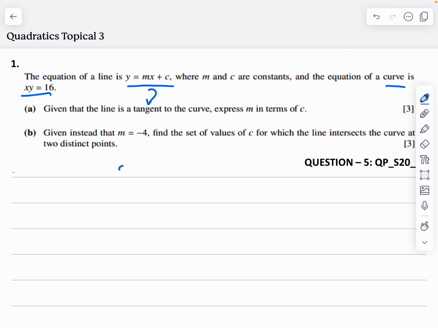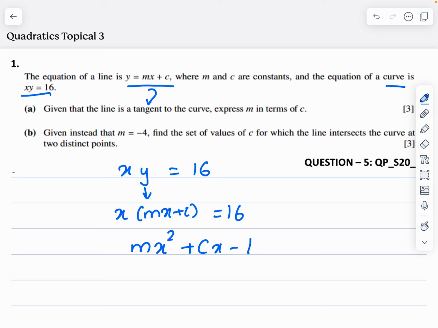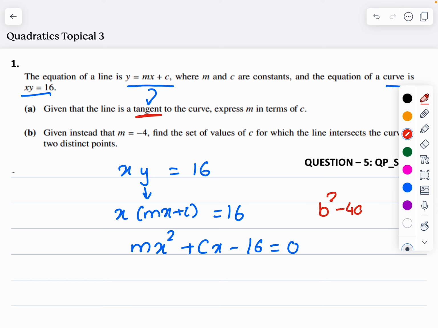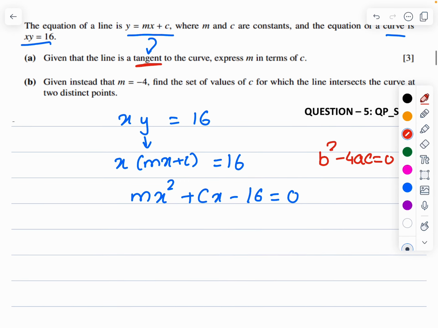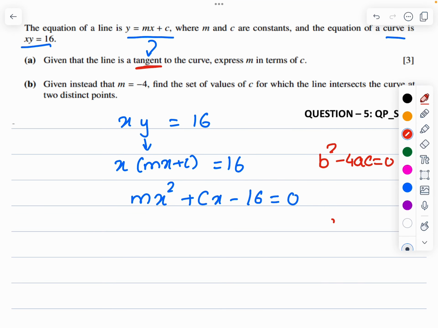Whenever it is given, first we need to solve it out. So xy = 16. What is the y value? The y value is mx + c, so x times (mx + c) equals 16. Expand it out, it becomes mx² + cx + 16, bring this side, minus 16. And it has been told that it is a tangent. If it is a tangent, you get a quadratic and write b² - 4ac = 0. Remember, if it is a tangent, b² - 4ac = 0.